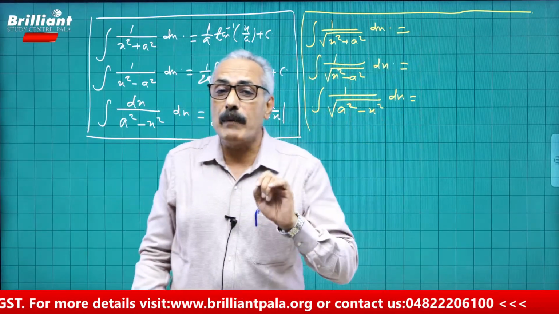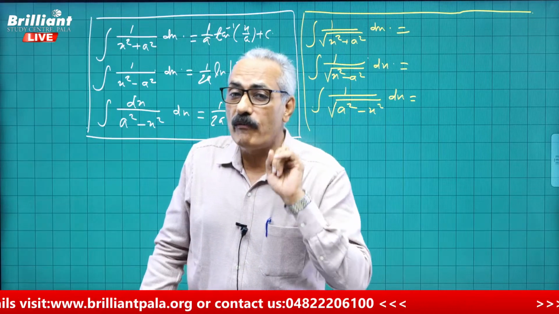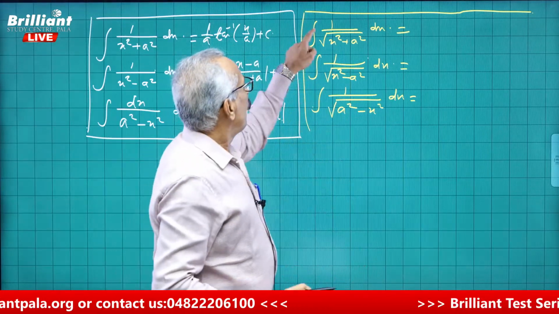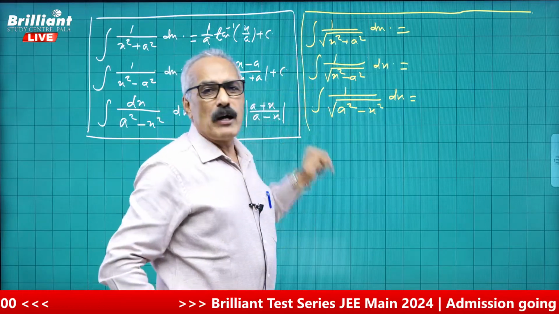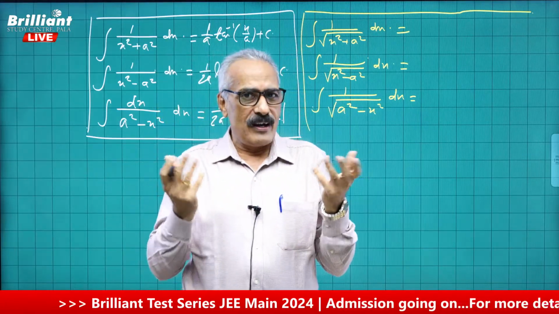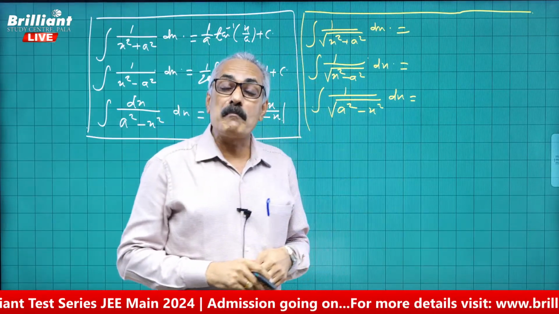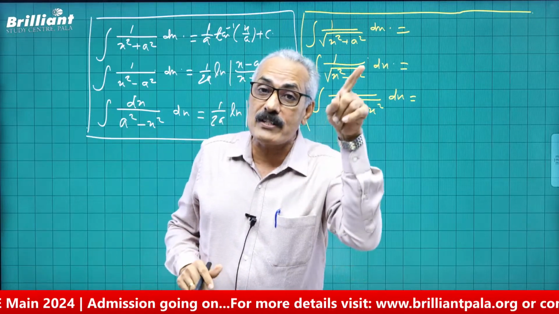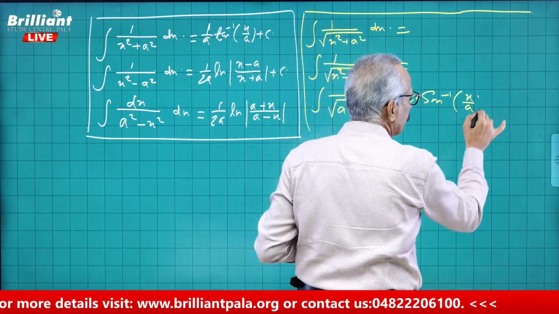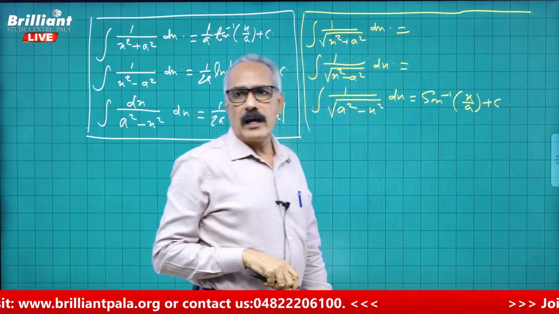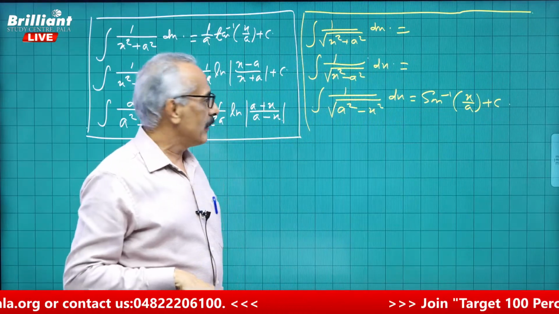Now, what is the method I told you? Put the constant as 1. 1 by root of x square plus 1. Oh, no idea. 1 by root of x square minus 1. No idea. 1 by root of 1 minus x square. Yes, it's the derivative of sine inverse x. So this answer is sine inverse x by a. The answer is sine inverse x by a.